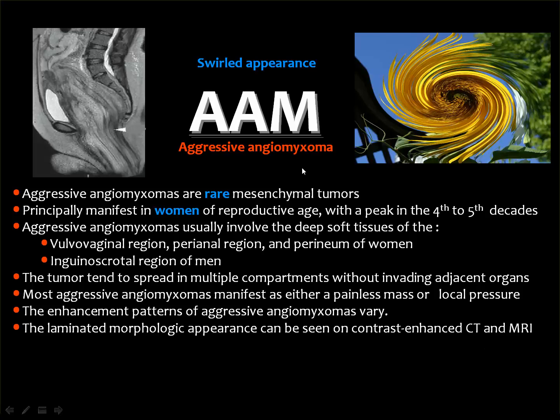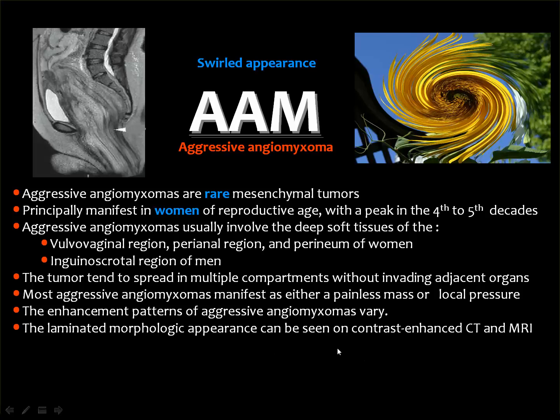I didn't see any case in my life with this diagnosis that is aggressive angiomyxoma. This tumor is particularly seen in women in the young age or the reproductive age, between the fourth and fifth decades of life. If it is seen in women, it will involve the vulva and vagina, the perianal area, and the perineum. If it is seen in men, it will involve the inguinal-scrotal region.